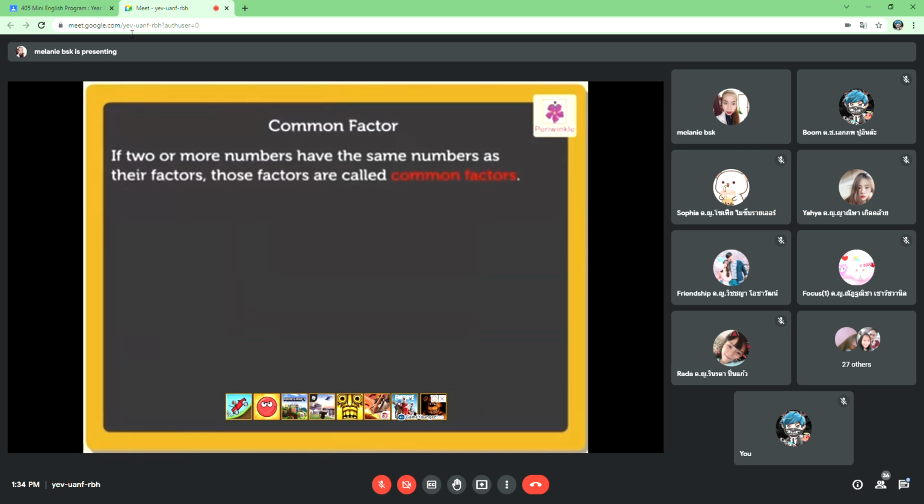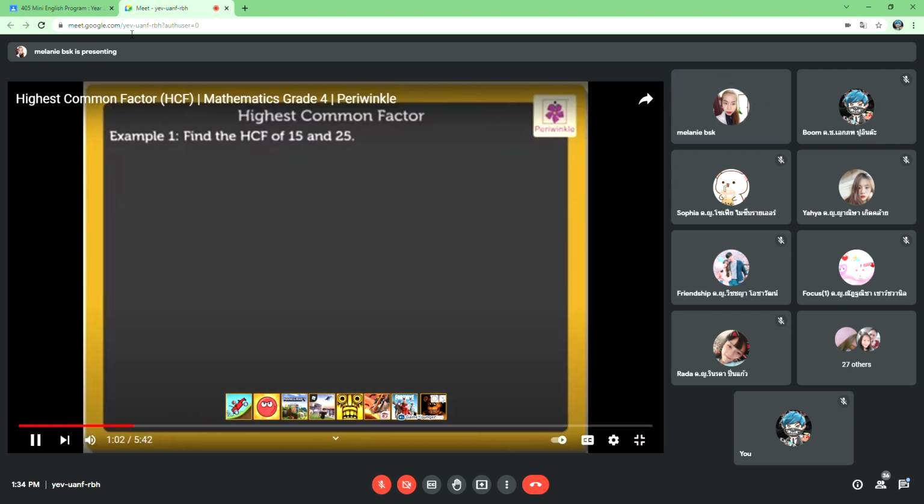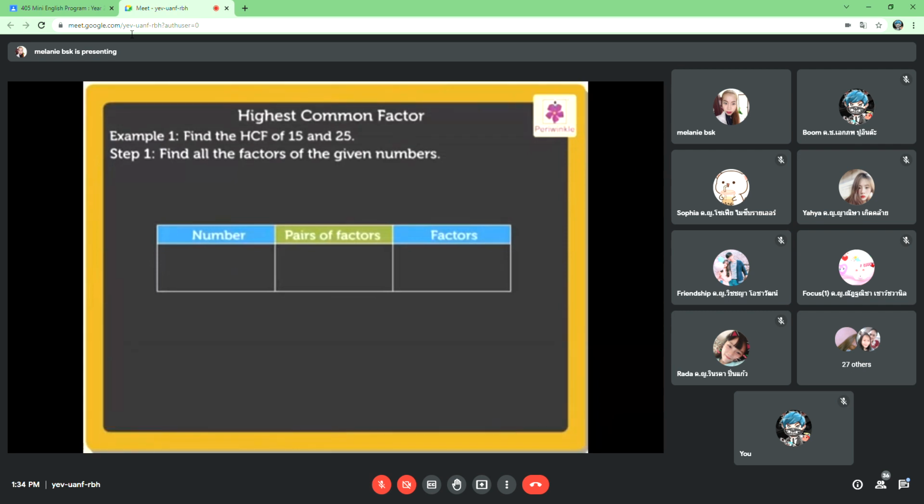Now, let us see what we mean by the highest common factor. To understand it in a better way, let us solve an example. Find the HCF of 15 and 25. We will follow a three-step process to find the highest common factor. Step 1. Find all the factors of the given numbers.